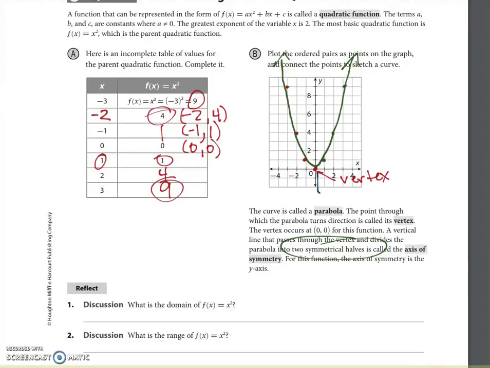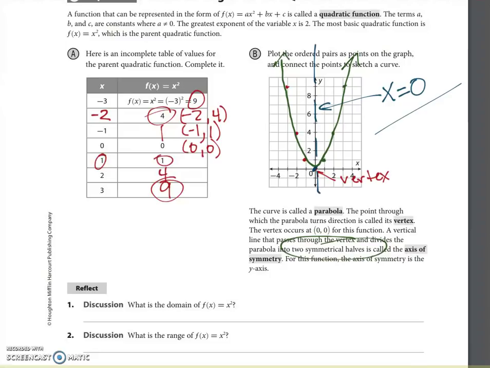In this case, the y-axis is the axis of symmetry. That is the vertical line that divides this into two equal halves, and that vertical line will always travel through the vertex. Because on the y-axis x is always going to have a value of 0, the actual equation of that line is x equals 0. So we could say the axis of symmetry for this parabola is x equals 0. All right, next, what is the domain?